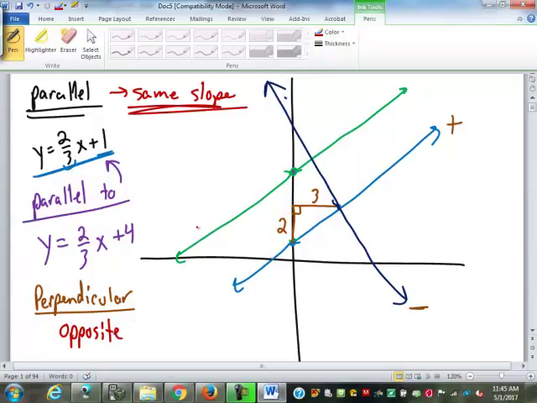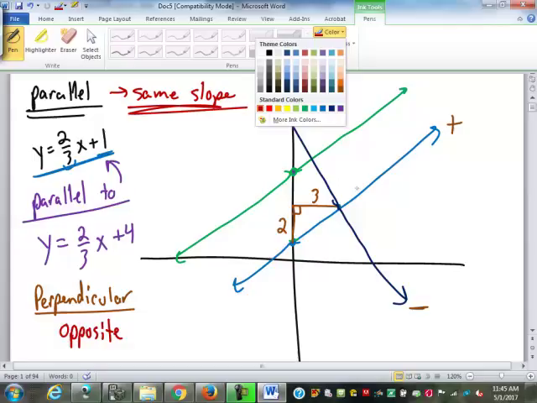Remember we talked about adding the opposite when we subtracted? Adding the opposite of a positive was a negative, and the opposite of a negative was a positive. So it must be opposite. Well, the steepness of that line is not going to be the same.